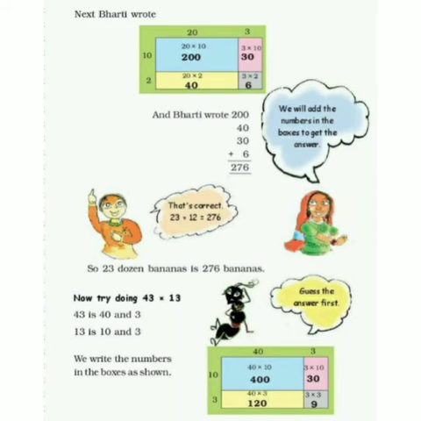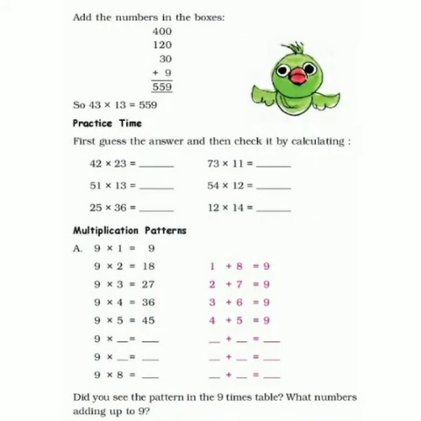43 multiplied with 13. So 43 you will write as 40 and 3, 13 as 10 and 3. Then you have to multiply. That is 40 into 10, that is 400. 3 into 10, that is 30. 40 into 3, that is 120. And 3 into 3, that is 9. And you have to add all those 4 numbers. The answer will be 559. Now practice time. Now these sums you have to solve, and we will give them to you in the notes.